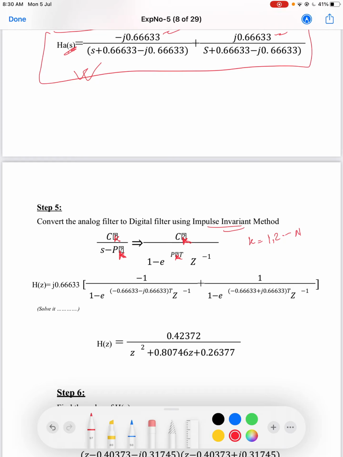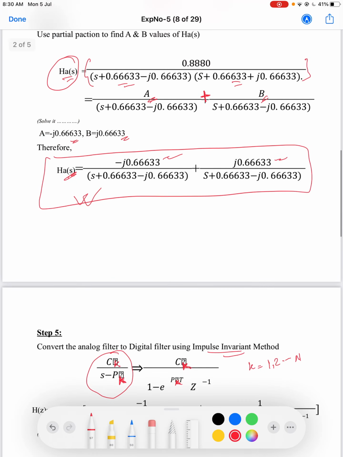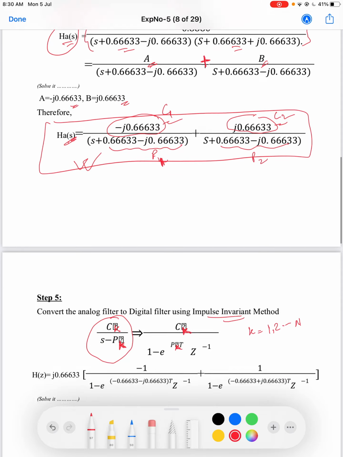In this formula, if ck, in the analog form, is in this form of ck over s minus pk, it will be transformed into the digital form using ck over 1 minus e to the power pkT z inverse. So I did just that instead of pk. This is already in the form where this is pk and this is ck. So actually this is c1, this is p1, this is p2 and this is c2. Because the order is 2, k is equal to 1 and 2 only.